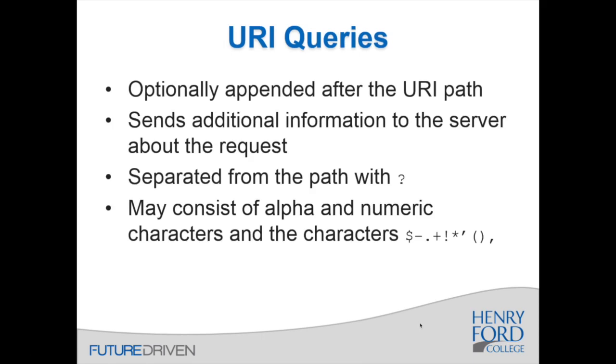I mentioned before that you can append queries to the end of a URI. This is optional, of course, but it sends additional information to the server about the request. It's separated from the path with a question mark, and it may consist of alphanumeric characters and the characters shown here. An example would be ?page=13. Now you notice that the equal sign is not part of the characters that I've listed here. That's because the equal sign is one of the special characters for URIs that's used to help build queries.